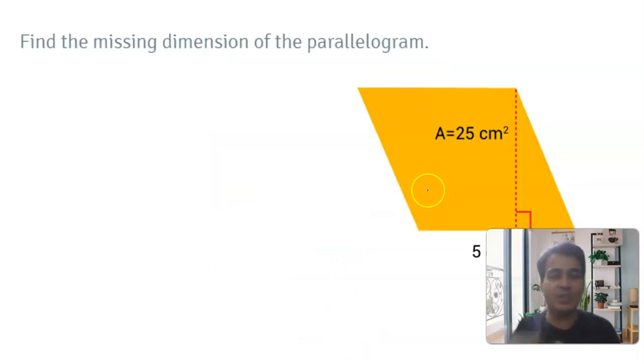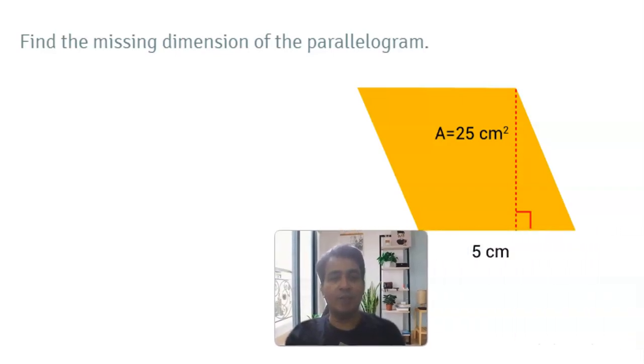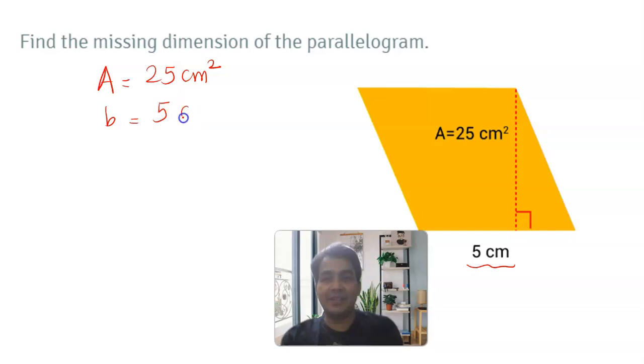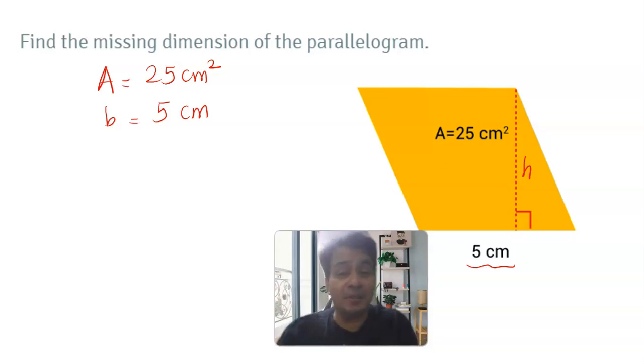Okay, this is a slightly twisted question. Slightly twisted, not much. So what does it say? It says that the area is 25 centimeters square. So the area is given. Also, you see the base is given, the base B. So the base B is 5 centimeter. And then they're asking find the missing dimension. Now what is the missing dimension? Can you guess? The missing dimension is obviously the height of the parallelogram. So they are indirectly asking you the height of the parallelogram.